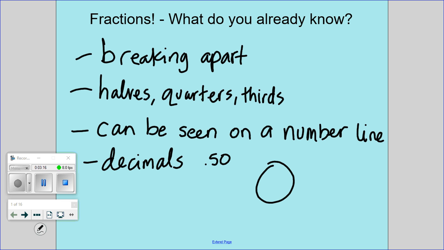Okay, how many pieces do you want to break this cake into? 2 pieces? Yep. So maybe I say Sabrina ate this half. Have you seen that before? If I'm writing a fraction, I'm going to put one number on top. I'm going to put this bar, which we're going to talk about, and then I'm going to put another number on bottom.